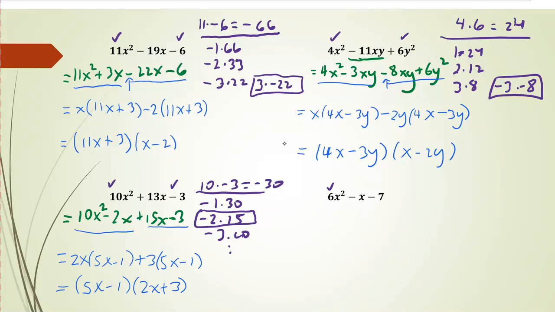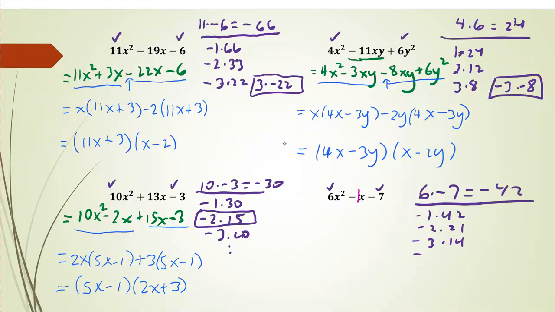In this last one, I'm going to take 6 times negative 7, which is negative 42. And then I'm looking for pairs that add to the middle. Notice the middle of this does not have a number, but I can think of this as a negative 1. So I am looking for a pair that adds to negative 1. So negative 1 and 42, negative 2 and 21, negative 3 and 14, negative 6 and 7. Now this adds to 1, and it turns out 6 and negative 7, which is interestingly what I started with, turns out to be the factor pair that I need. And if you saw that at the beginning, that's fine.